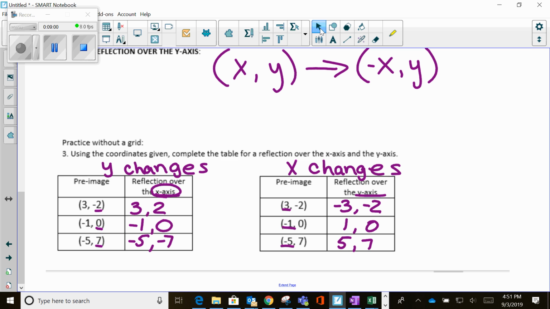So in final conclusions, if we are reflecting over the x-axis, the y value changes. If we're reflecting over the y-axis, the x value changes.